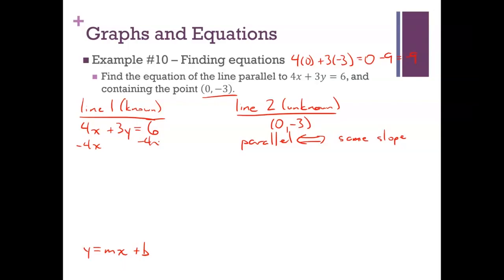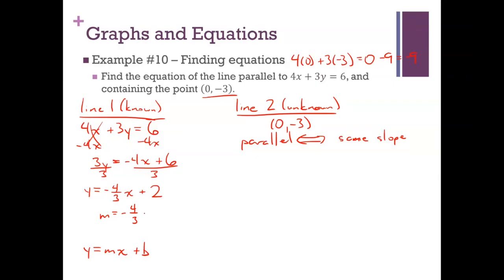Let's subtract 4x. So that cancels, and I get 3y equals -4x plus 6. Now let's divide by 3. So we get y equals -4/3 x plus 6 divided by 3, which is 2. So now what did we just learn about that line? The slope is not 2. The slope is -4/3.